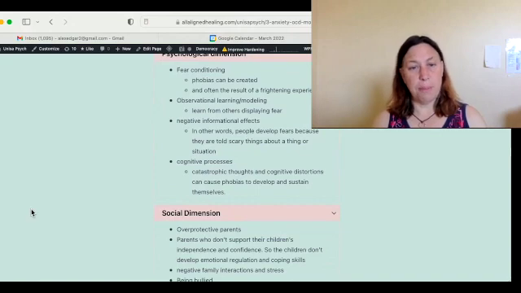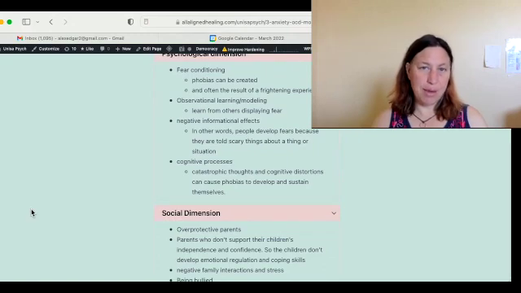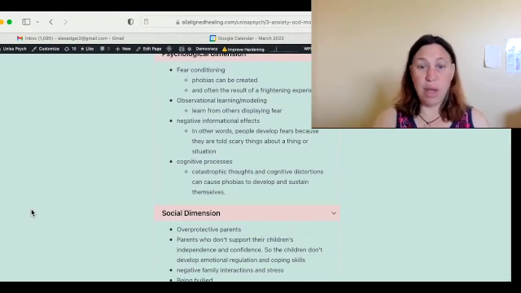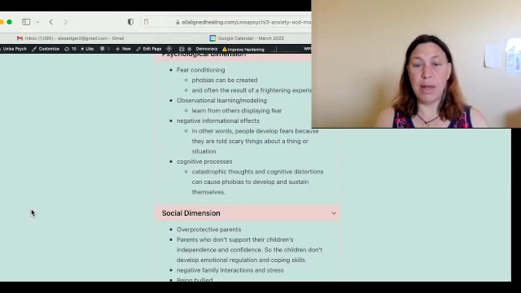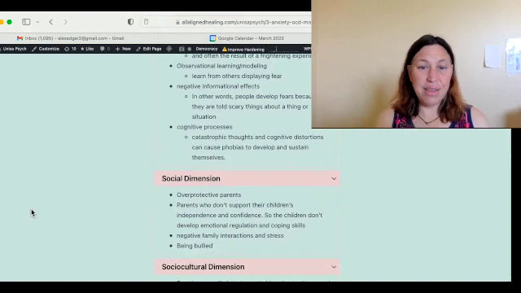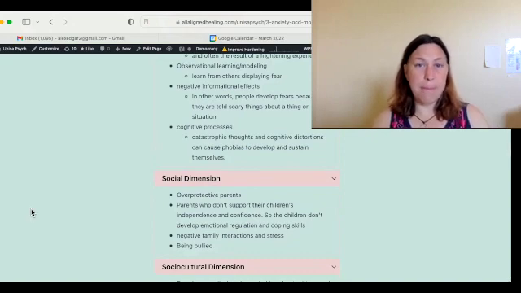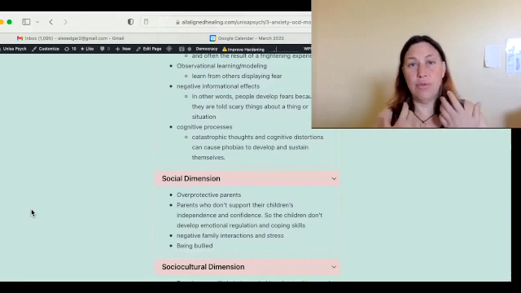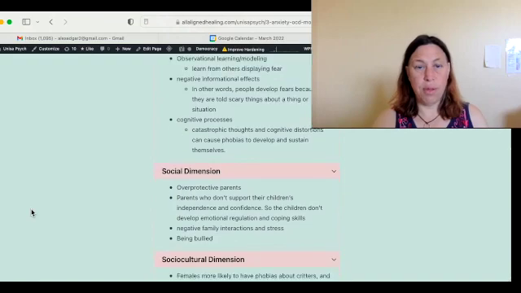Social dimension. Overprotective parents. Parents who don't support their children's independence and confidence. So the child doesn't develop emotional regulation and coping skills. Okay? Negative family interactions and stress, being bullied or social conflicts. All right? So lack of control is a trigger for phobias developing.